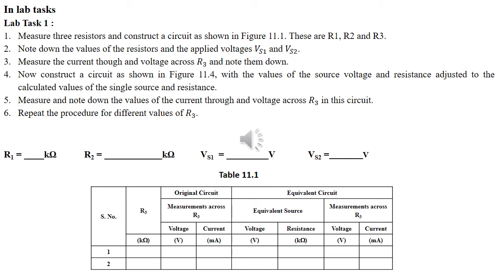Now construct a circuit as shown in the figure 11.4, which is converted circuit, with the values of the source voltage and the resistance adjusted to the calculated values of a single source and the resistance. Measure and note down the values of the current through and voltage across R3 in the circuit. Repeat the procedure for the different values of R3 and fill the table.